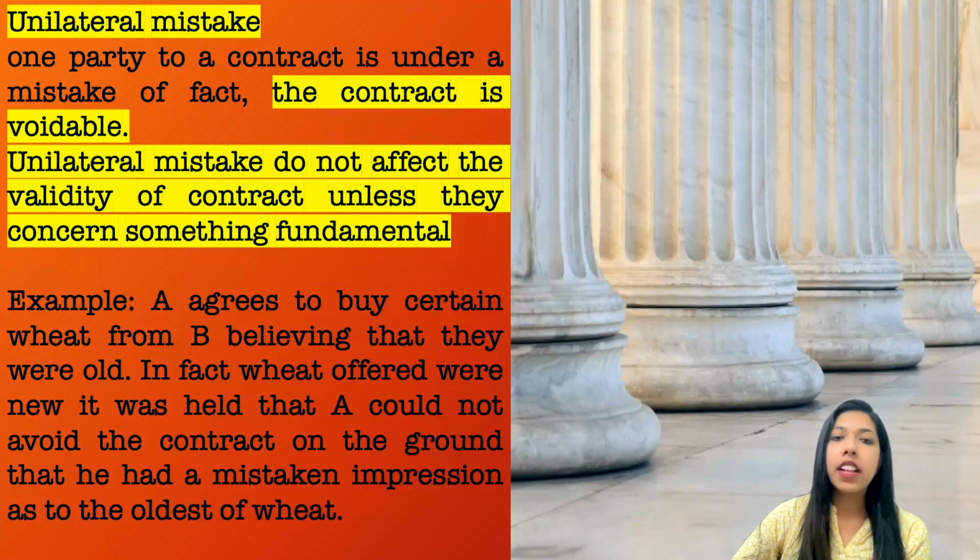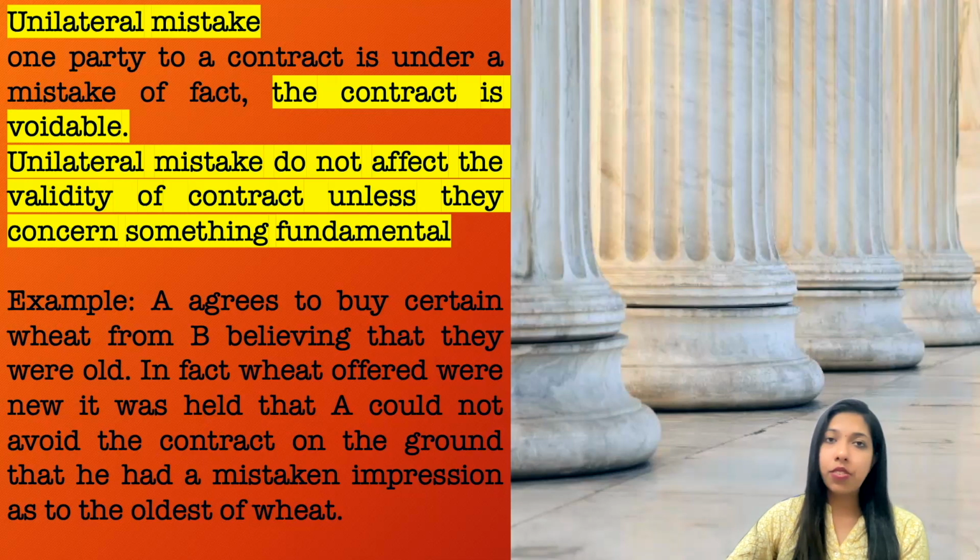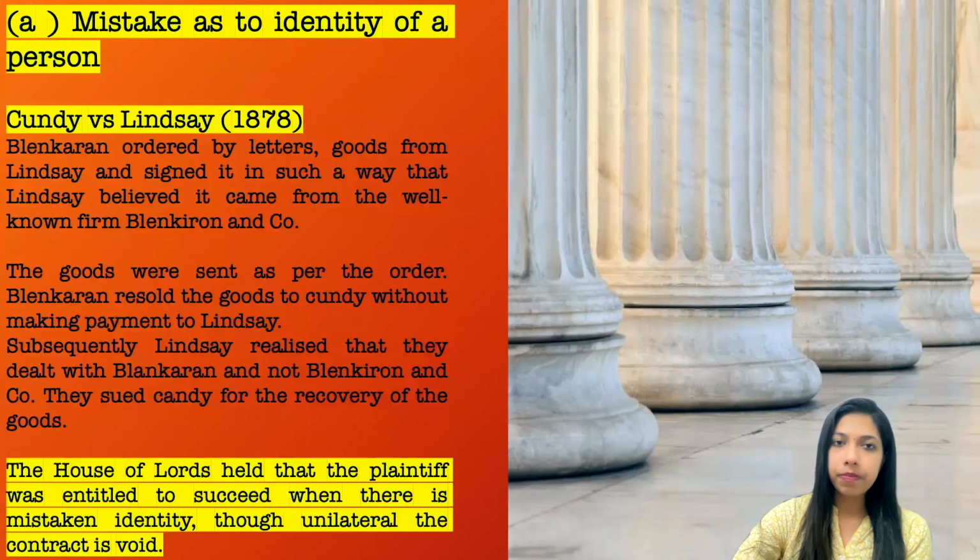For example, A agrees to buy certain wheat from B, believing that it was old. In fact, the wheat offered was not old, it was new. And the court held that A could not avoid the contract on the ground that he had a mistaken impression as to the oldness of the wheat. So this is regarding unilateral mistake. The meaning is that unilateral mistakes do not affect the validity of the contract unless they concern something fundamental about the subject matter.